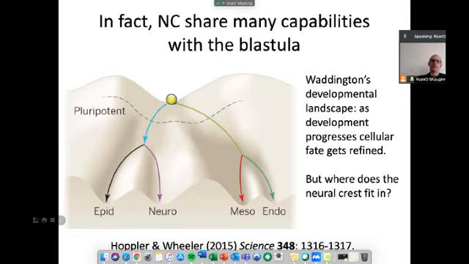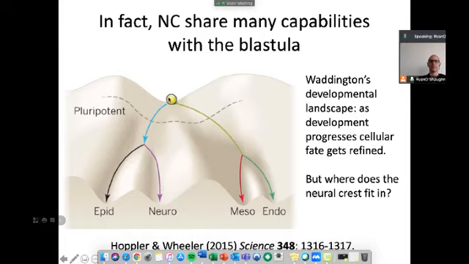So the neural crest actually is quite an interesting cell. It shares many capabilities with the blastula, and this is weird because it doesn't really fit into this concept of progressive specification that was the idea of Waddington's developmental landscape. So you can imagine a ball rolling down a hill, and it will take a path dependent on what ridges it encounters. So it encounters this first ridge and it can either go this way or this way, and then it encounters a second ridge. It can either go this way, and this way, and this way, or this way.